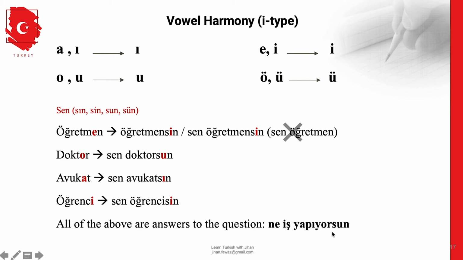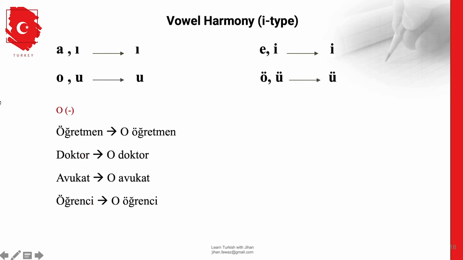What do you work? So here, sen means you. This is sen, which is you, the second pronoun. The third pronoun is o. O is either he, she, or it, depending on the meaning of the sentence. We will know whether it is he, she, or it.